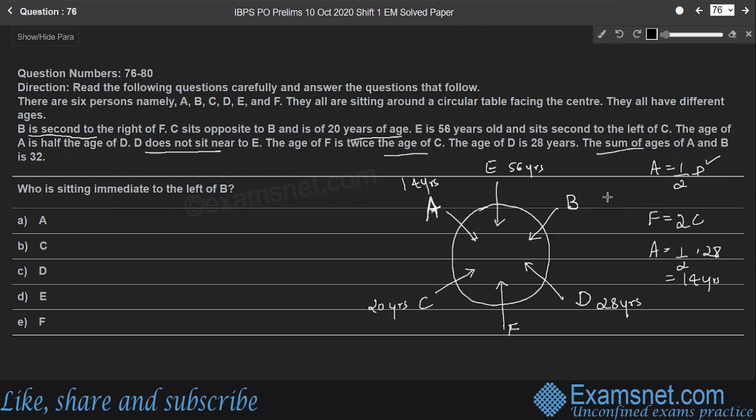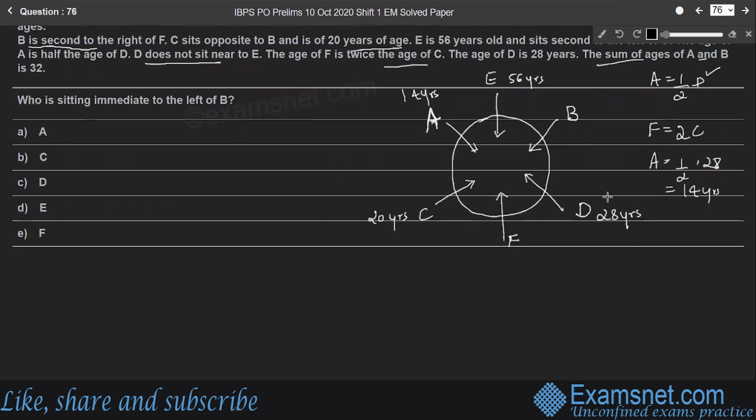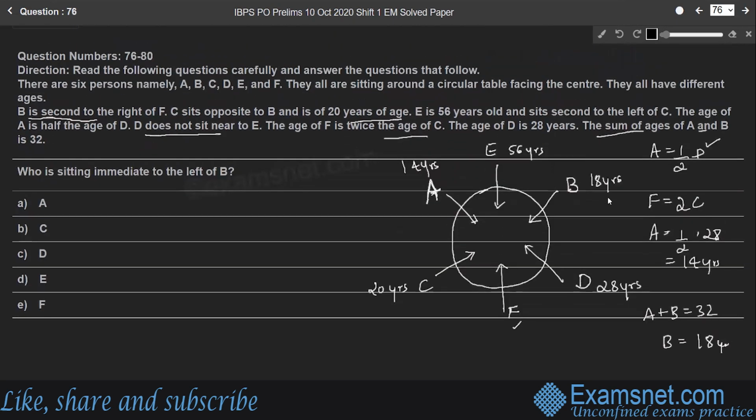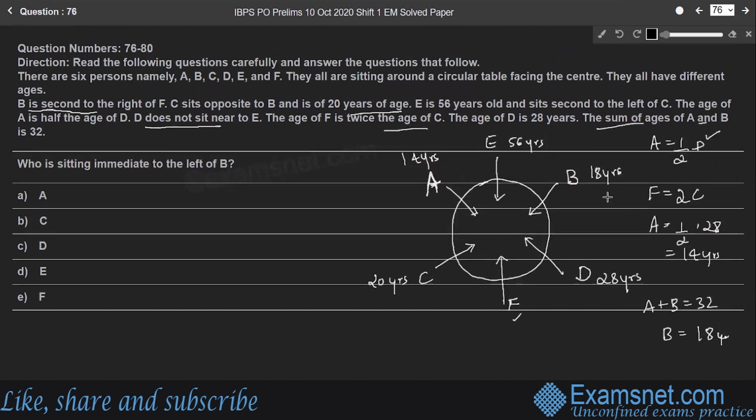And the sum of ages of A and B is 32. So A plus B is 32. Therefore, B's age is 32 minus A's age. 32 minus 14 is 18 years. So B's age is 18 years. What about the age of F? It is given that the age of F is twice the age of C. C's age is 20 years, therefore F's age is 40 years.